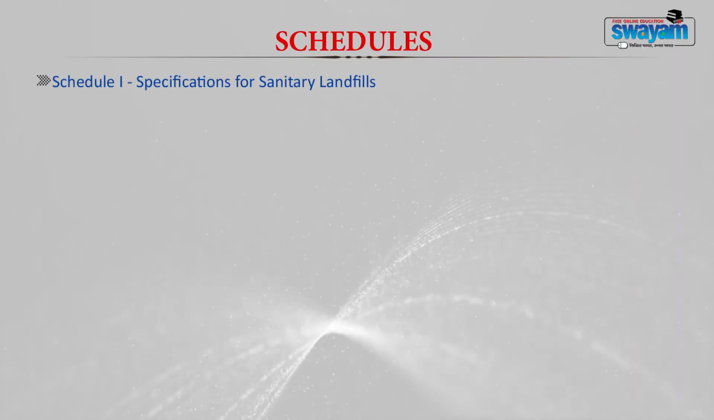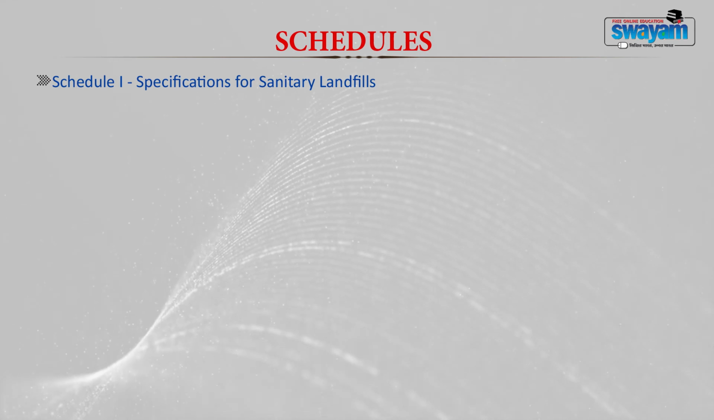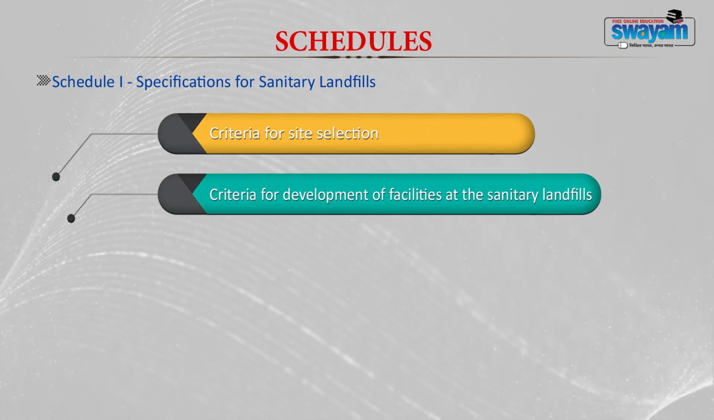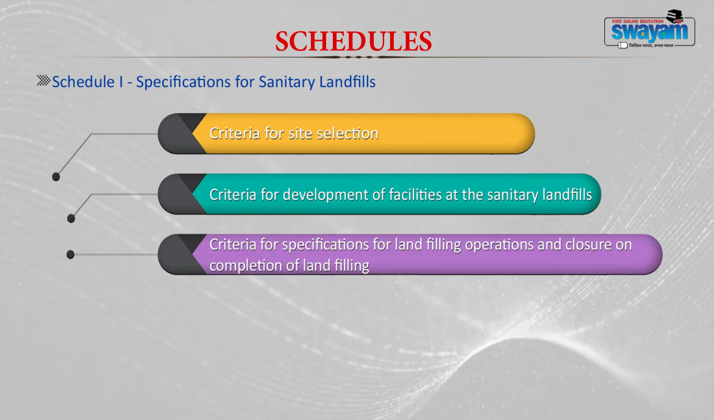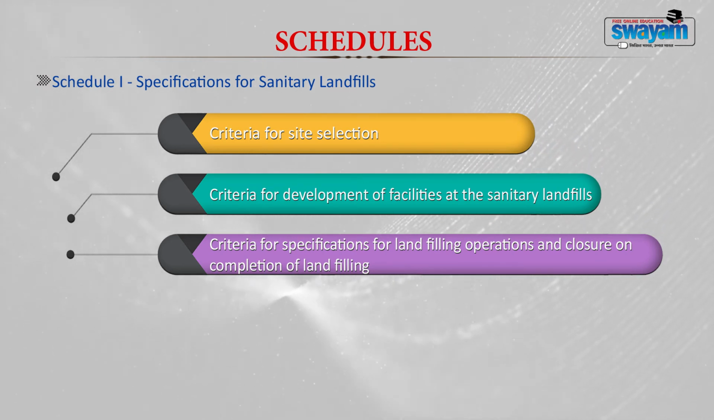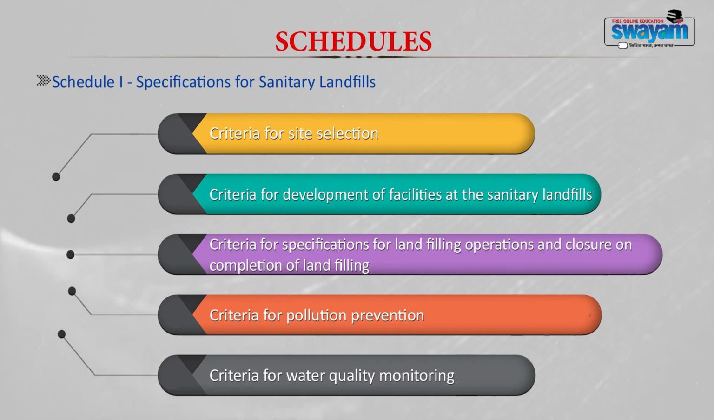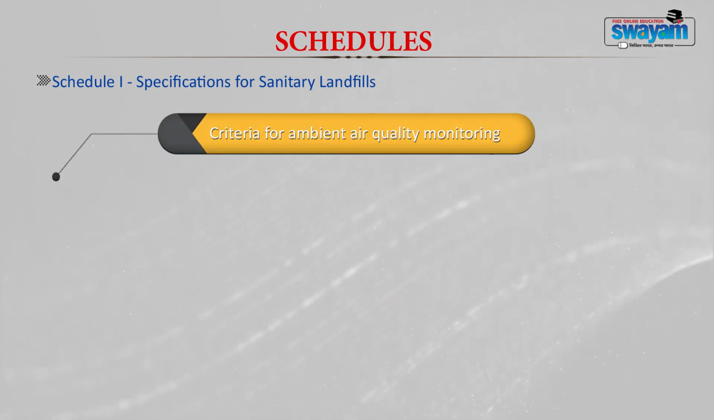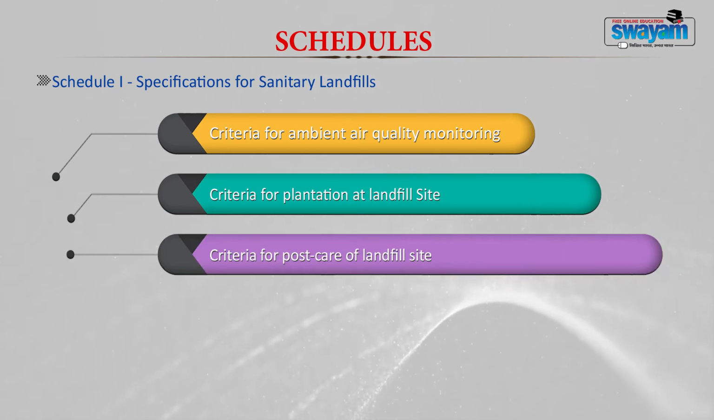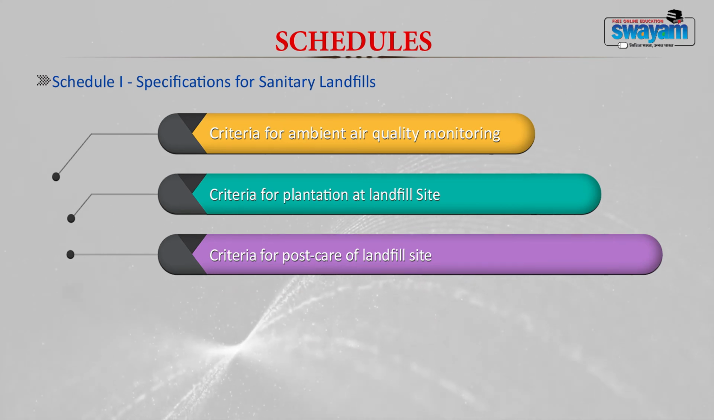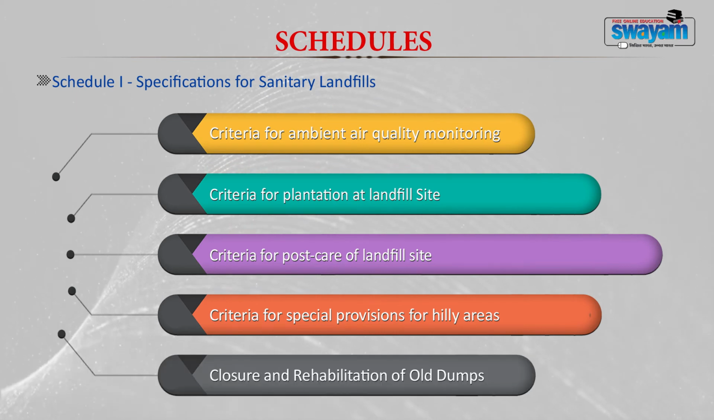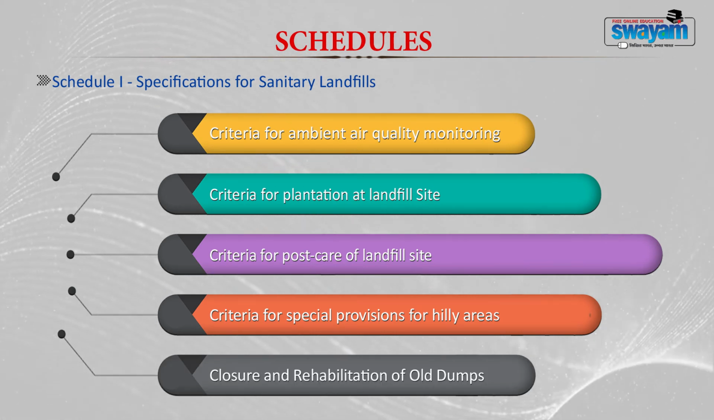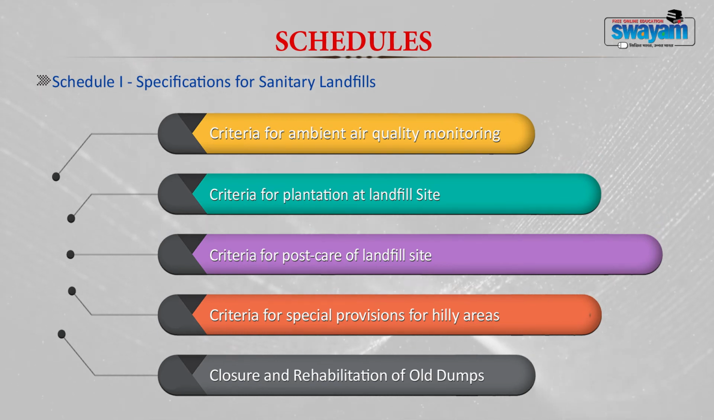Lastly, let us discuss the different schedules and forms available in the rules. The rule consists of 2 schedules and 6 forms. Schedule 1 talks about the specifications for sanitary landfill, like the criteria for site selection, development of facilities at the sanitary landfills, landfilling operations and closure on completion of landfilling, pollution prevention, water quality monitoring, ambient air quality monitoring, plantation at landfill site, post care of landfill site, and special provision for hilly areas, closure and rehabilitation of old dumps. So, these are the different parts in Schedule 1, which mainly focuses on sanitary landfills.